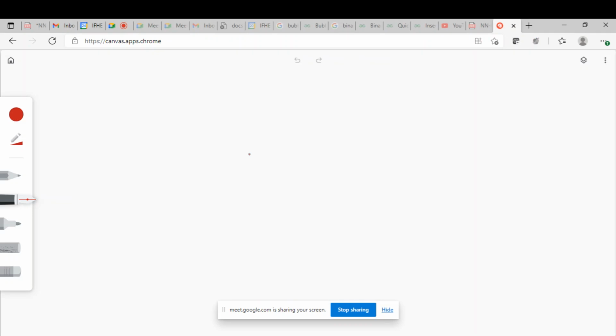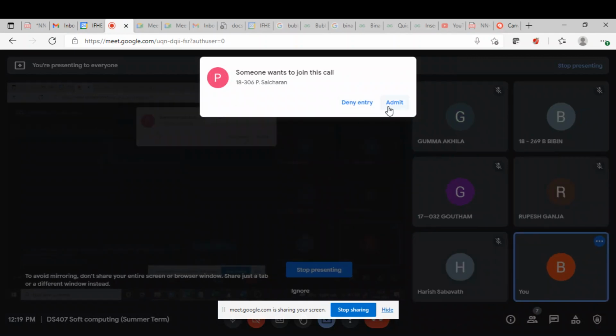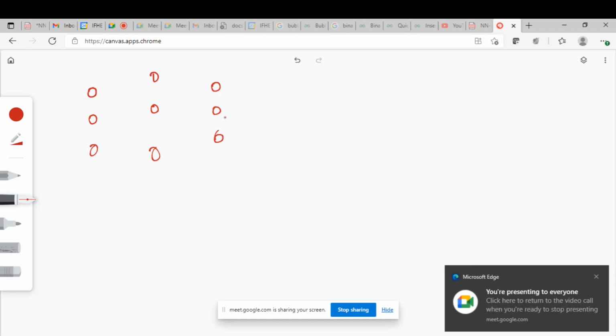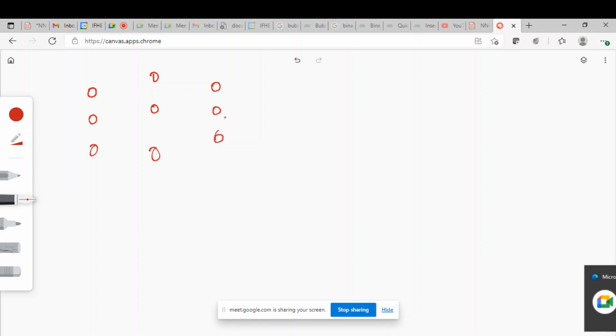Fine. So let me draw a small neural network here. Assume this is the input layer. There are three neurons. Assume this is the hidden layer. So here also there are three neurons. Say this is the output layer. Let us say here also there are three neurons. Okay. So let us assume it is a fully connected neural network.